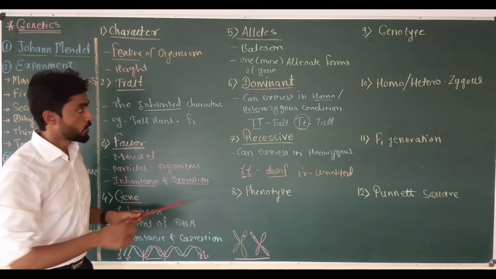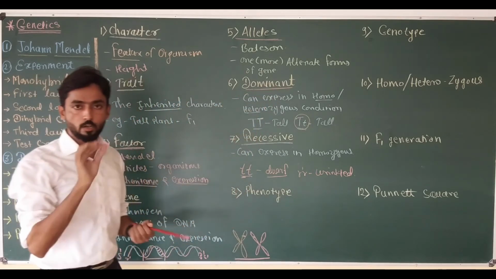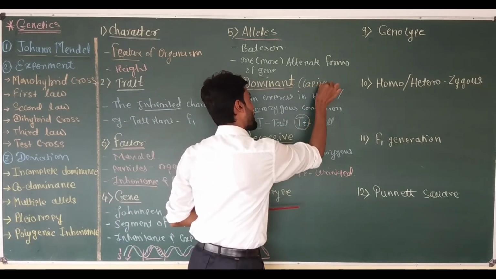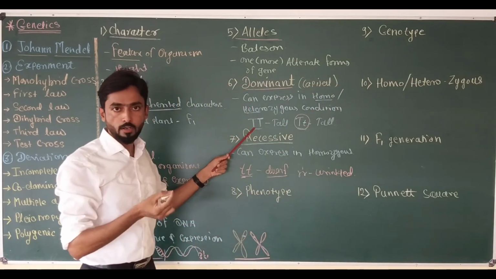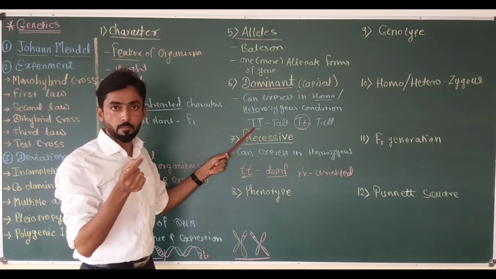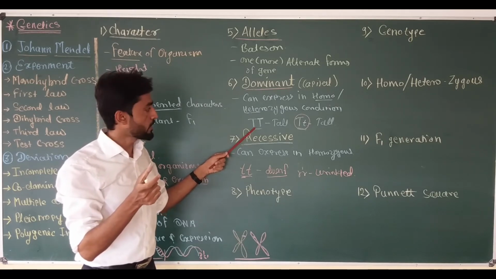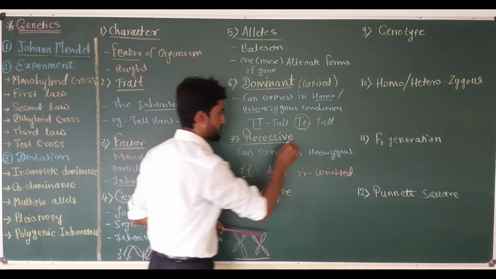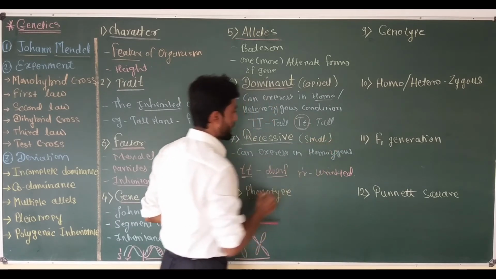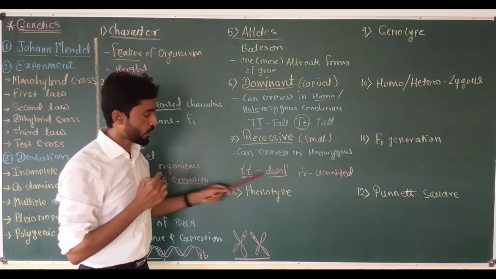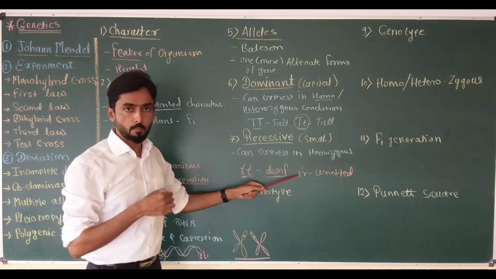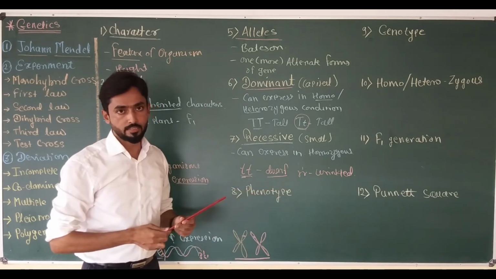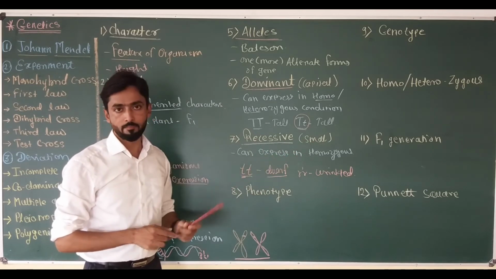Okay, now dominant alleles are always denoted by capital letters, like capital T for tall, capital Y for yellow, capital R for round shape. So all these types of dominant alleles are denoted by capital letters, while recessive alleles are denoted by small letters, like small t for dwarf, small r for wrinkled shape of the seed, and small y for green color of seed. So recessive alleles are denoted by small letters.